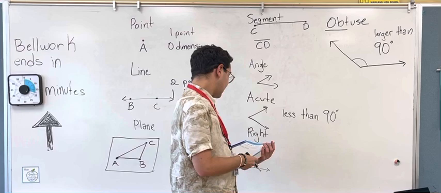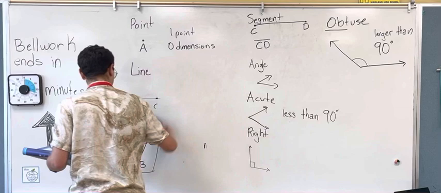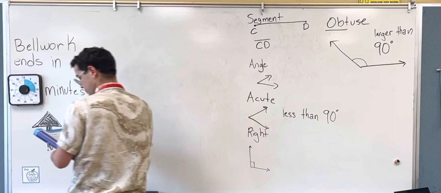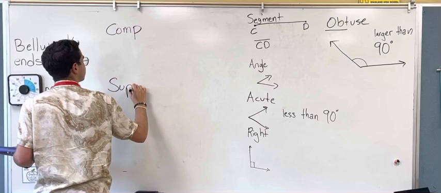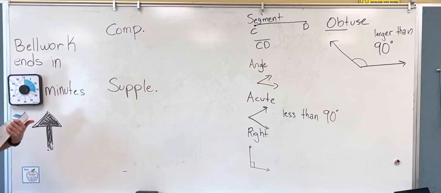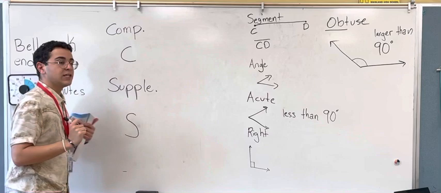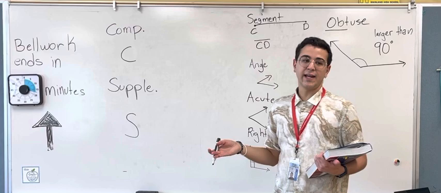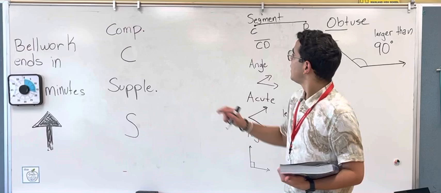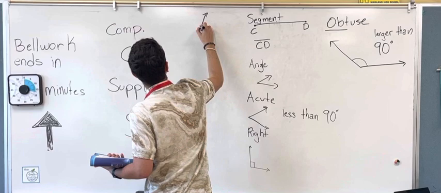Now we have complementary and supplementary angles. Complementary angles and supplementary angles. Now, underneath complementary and supplementary, I just need you to write a rather large, not too big, but rather large C and a large S. So if we see complementary angles and supplementary angles, there is an S after angle because it is plural. These are two angles that add together. Complementary and supplementary angles, again, are two angles that add up to form a specific measurement.